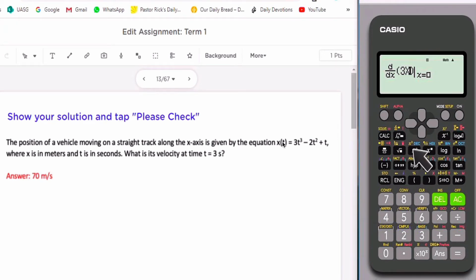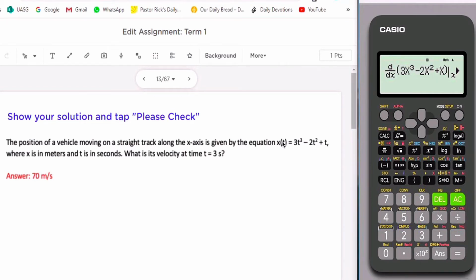So we have to press shift to get the cube function. So we say shift cube, minus 2t squared. So instead of 2t squared, we will have 2x squared, 2 alpha x squared, plus t. So instead of t, we will have plus x, so that's plus alpha x.